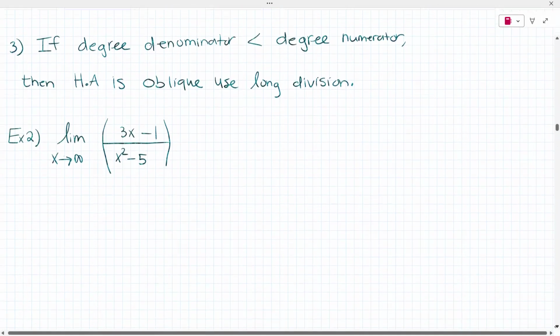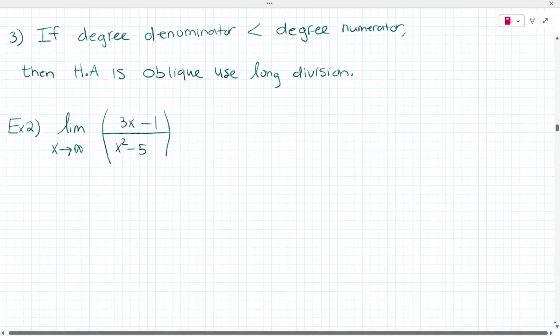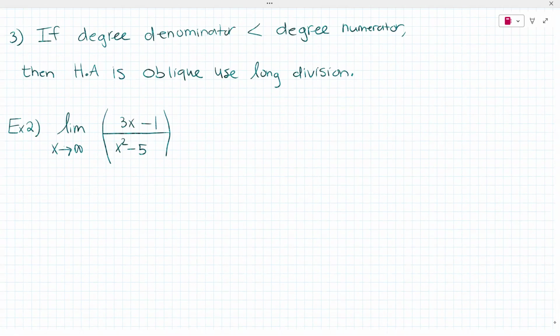This is a calculus course, so in your calculus course you can't just say the limit is 3 because of the horizontal asymptote, right? You've got to show work. This is a good way to prove it, but let's do an example too.